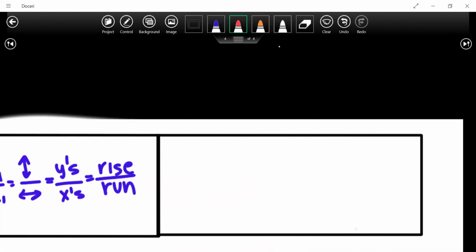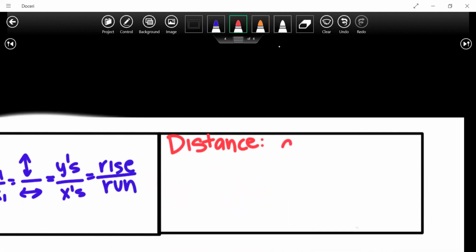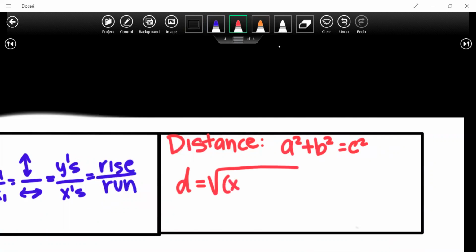The other one we're going to use today is distance. It's important we're able to do distance and understand what that's providing us. The one we're used to seeing is a squared plus b squared equals c squared, which is the Pythagorean theorem. The other way that we have also seen it is the distance formula, which is d equals the square root of x2 minus x1 squared plus y2 minus y1 squared. Most of you like the Pythagorean theorem, and that's the one we're going to use the most today. I think it's a lot easier to do.